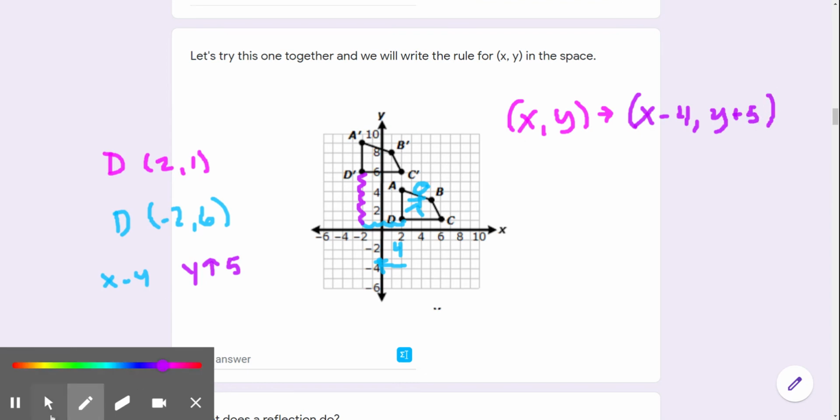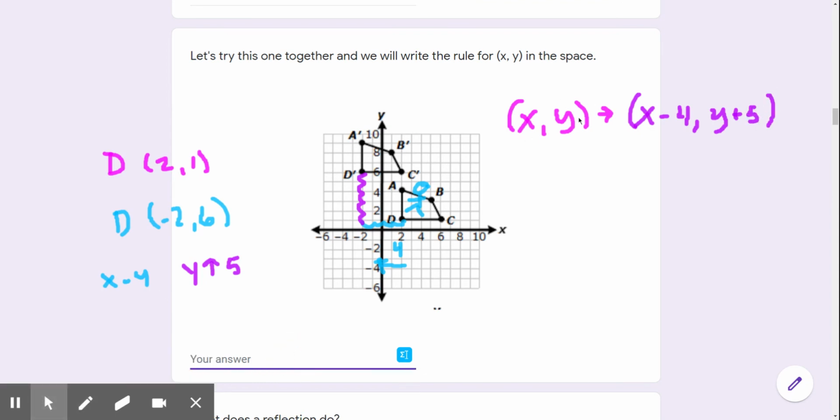So that's what you're going to type in here. Don't type what your XY started as, just type the rule. So you started as X minus 4, and then my Y, I added 5. You can type that in. And let's see if that's true.